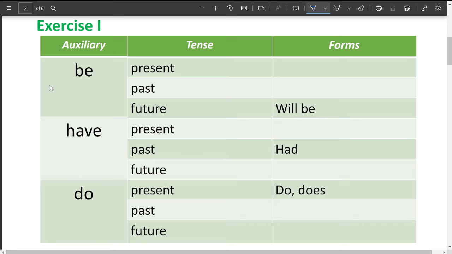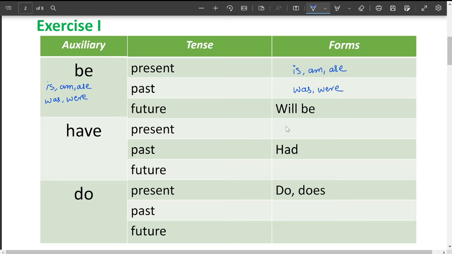The be forms are is, am, are, was, were, right? These are the be forms which we have in English. The present be forms are is, am, are. The past be forms are was, were. Future be form is already given here.